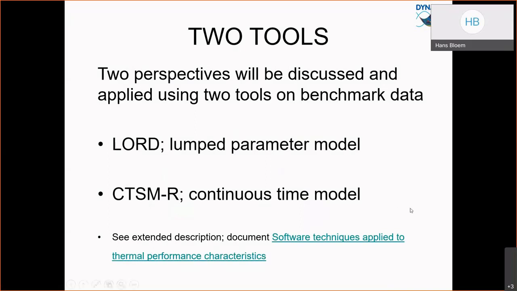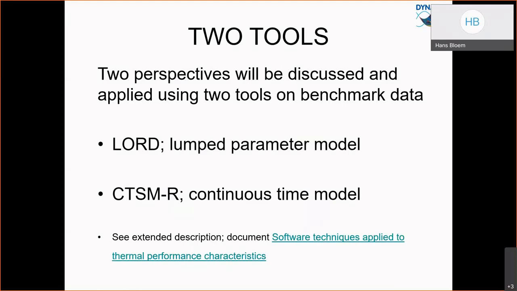There is on our website a document that you will find here on the bottom, software techniques applied to thermal performance characteristics. This gives further information about both tools, and there are also links where you can find these two tools for downloading, and also data that you can use to try your own skills on it. It also comes with benchmark data.